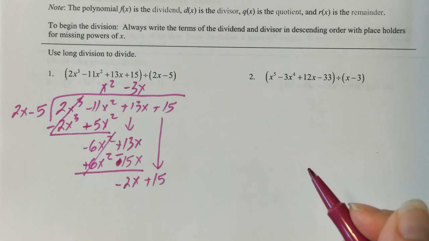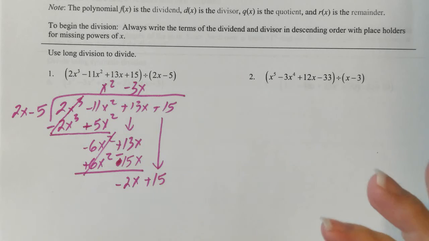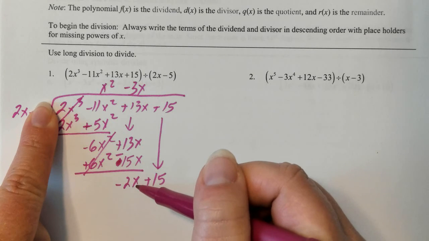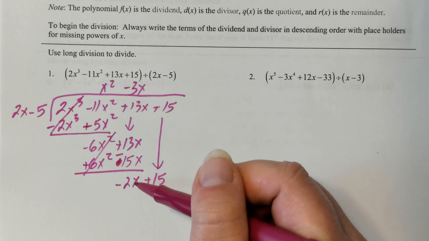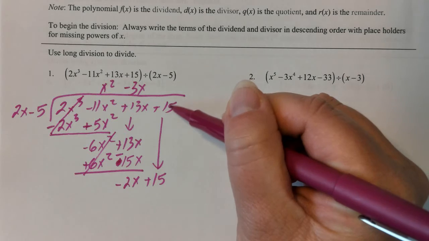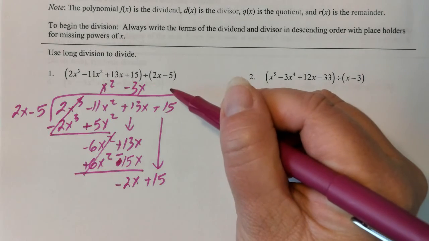Bring down our next term. And now we ask ourselves, self, how many times will 2x go into negative 2x? Now look at your place value and let that help you. I'm in my constant position. Positive 15 is just a constant. So this is just going to be a constant, a whole number.